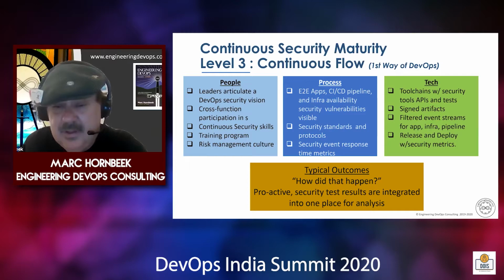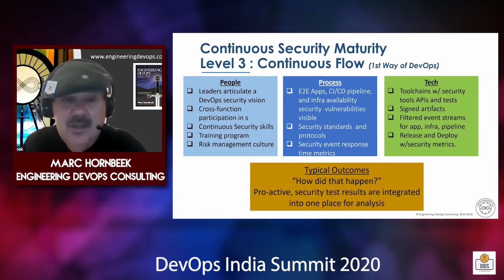In this case, what happened? The activities are generally speaking, how did it happen? Trying to get to the root cause, but there's a lot of filtering and alerting going on, and so you're pretty sure, when a security event occurs, you get a warning, and there's still some activity required to dive into that and determine what to do about it. So, proactive security test results are integrated into one place for analysis. The analysis itself may be less automated, but at least you've got a professional, competent, end-to-end continuous security flow.